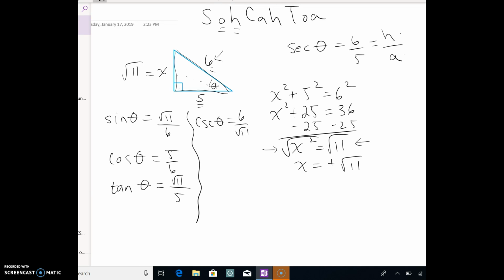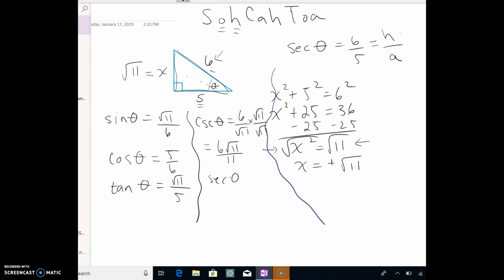Keep in mind here that this is not rationalized. Sorry, let me just draw a little barrier here to give us some more space. So when we go to rationalize it, we're going to multiply the numerator and denominator by the square root of 11 over the square root of 11. And the cosecant of theta is 6 square root of 11 divided by 11.